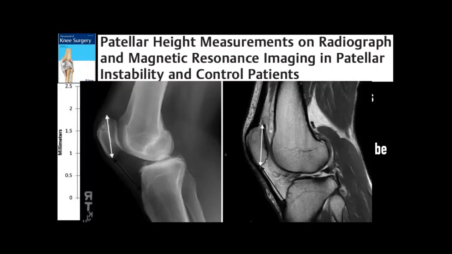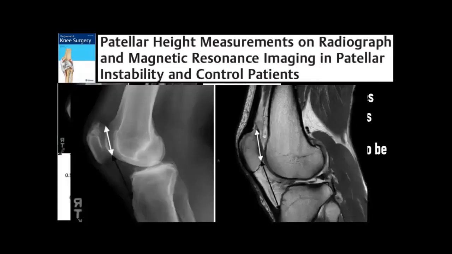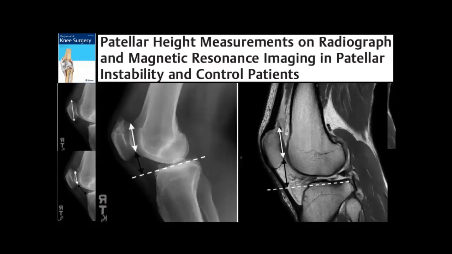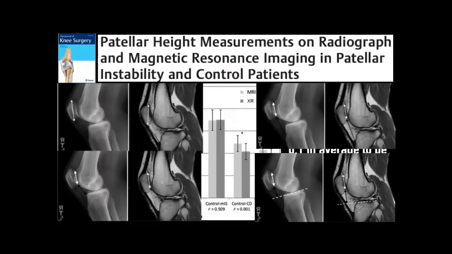And all these ratios which were mentioned earlier can be measured in MRI as well. In the modified Insall-Salvati, where the articular surface of the patella has to be taken, this will be more perfectly taken in MRI because cartilage will be visible. So this is modified Insall-Salvati. This is Caton-Deschamps. Probably nowadays this is most commonly done for surgical planning. And this is the Blackburne-Peel ratio. Everything can be measured from MRI.